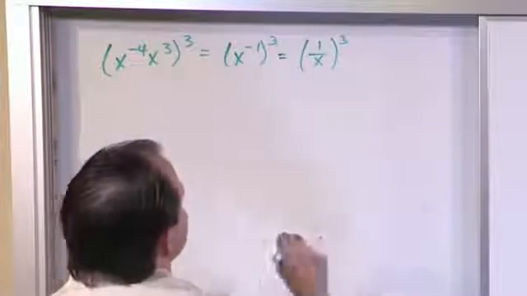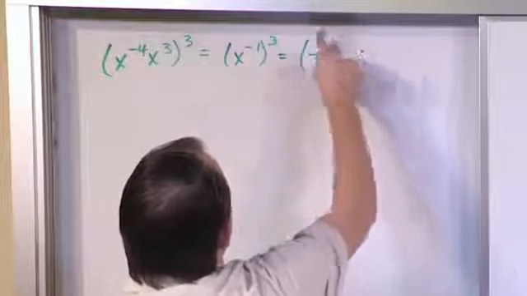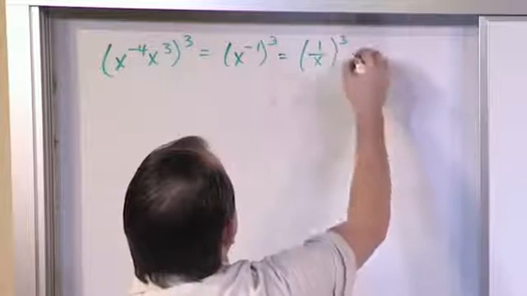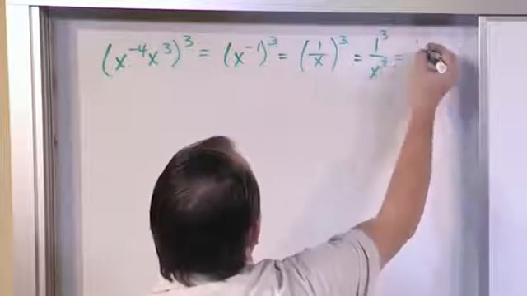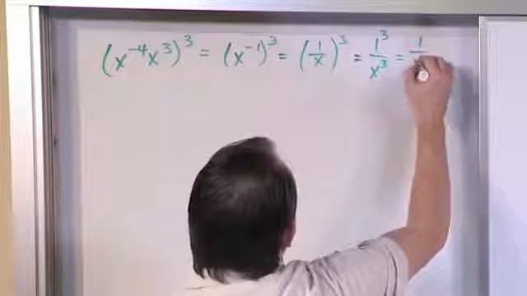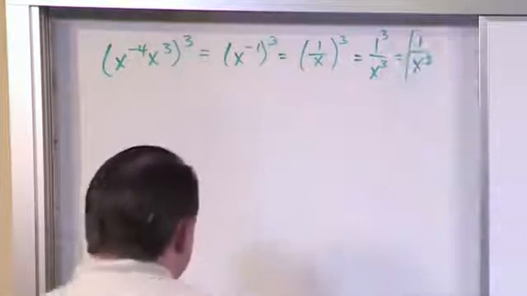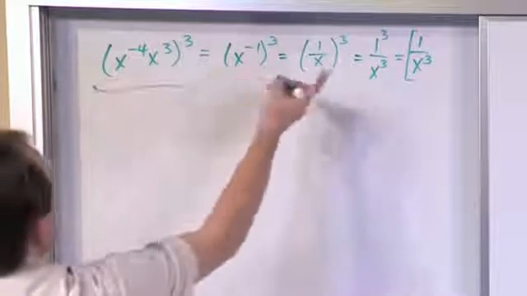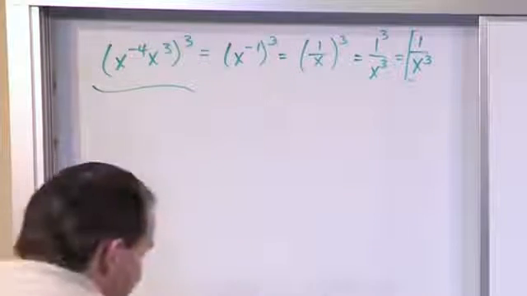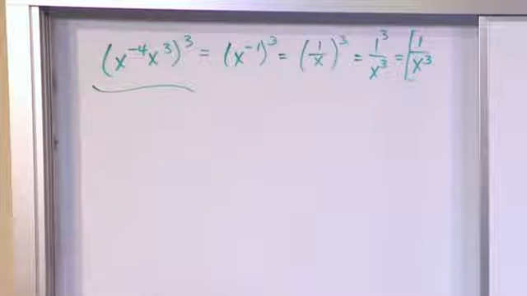And now I remember that when I have a fraction and I'm applying an exponent, I apply it to the top and to the bottom. So this will be 1 cubed, and this will be x cubed. 1 cubed is 1 times 1 times 1, so it's 1 over x cubed. And so that's the final answer, 1 over x cubed. There's lots of different ways to go for all of these guys, but you should always end in the same place. So it's actually kind of a good exercise for you to solve them different ways.